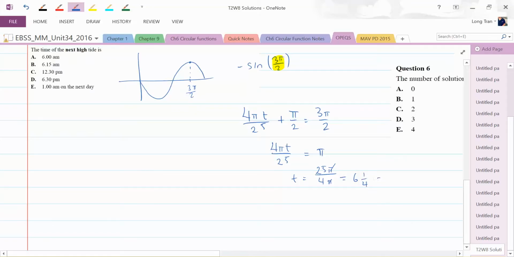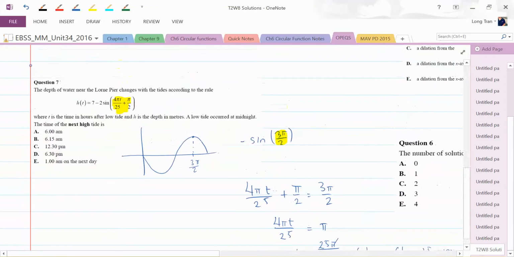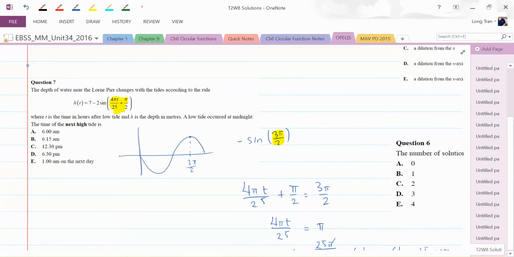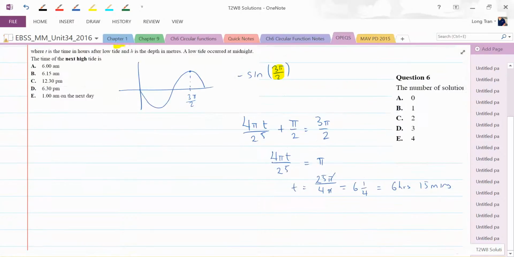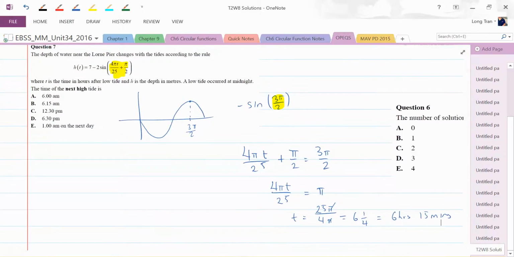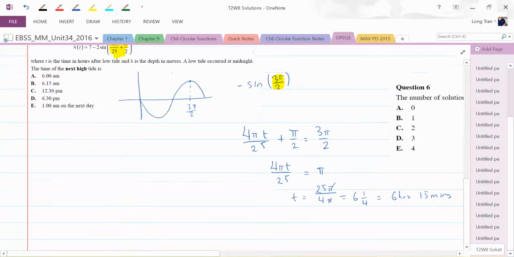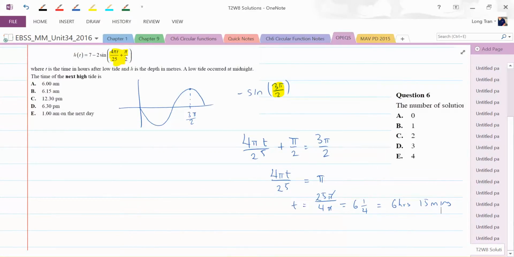So 6 1/4 hours is actually 6 hours and 15 minutes. And that's your hours after midnight to reach the next high tide, so it'll be at 6:15 a.m.